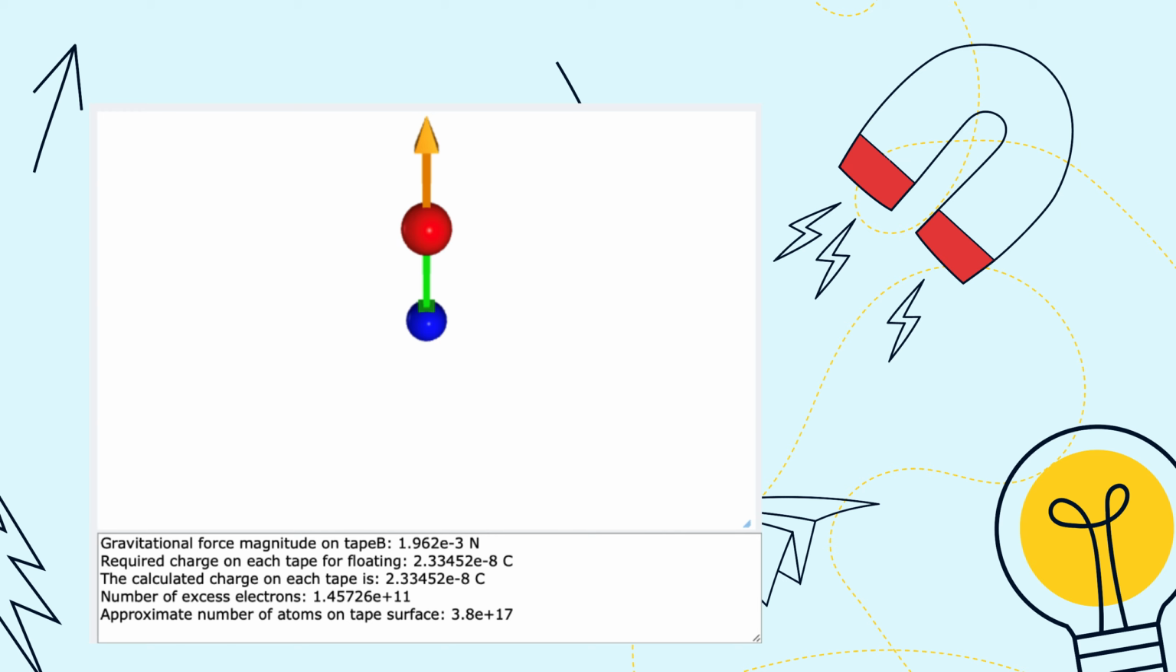Here is what the code produced for my simulation. As seen in the image, the red ball is the top suspended U-tape and the blue ball is the held U-tape. The green arrow represents the force of gravity and the orange arrow represents the force of electricity, which are the same length. Below are all the calculations that my code outputs.